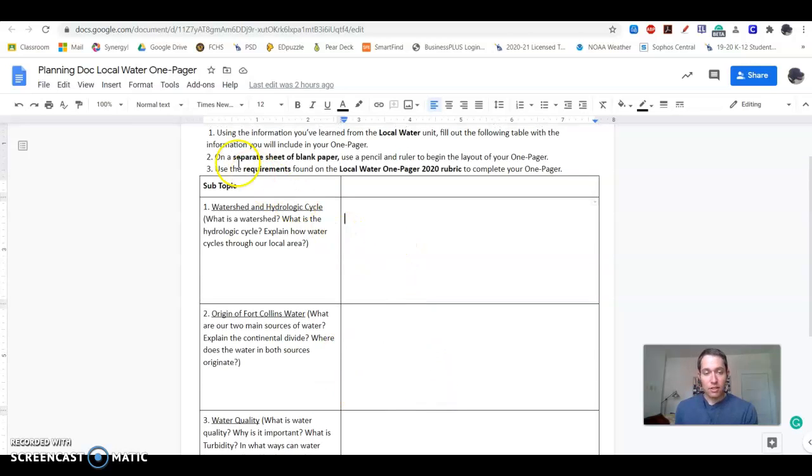When you complete that, you're going to take a blank sheet of paper, which I don't really have handy. Here's a good example. Blank sheet of paper completely, right? Hopefully maybe computer paper, unlined, would be really, really nice. And you're going to start laying out your one-pager, okay? Because there are many ways to organize a one-pager, but you will want to use a blank sheet of paper, a pencil, and a ruler to start your layout. That's going to be day one, okay?